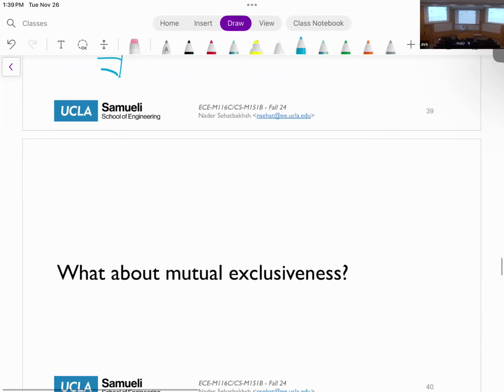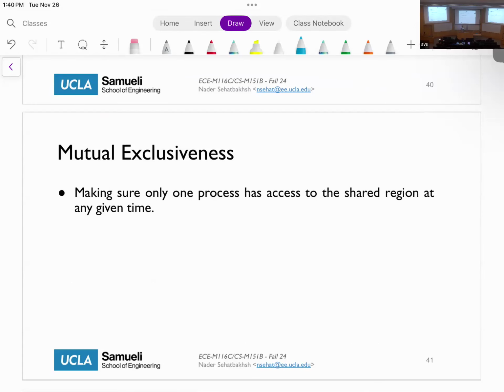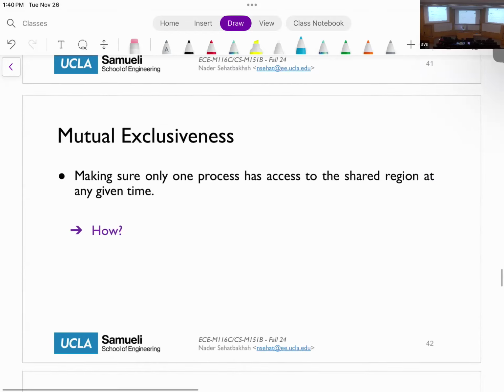Okay. So this was the producer-consumer kind of behavior, but we use fences and barriers to ensure the orderings. But what about mutual exclusiveness? I told you that this is the second option that you can have in order to achieve this. So essentially, mutual exclusiveness gives you this property that only one process can access a shared region at any given time.